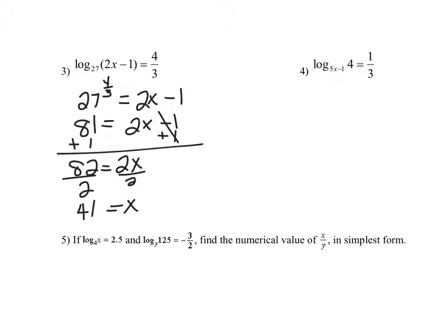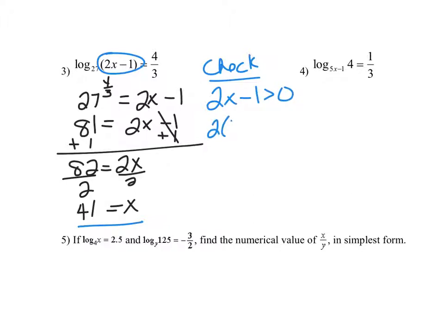All right, this is me solved. I got 41. I do have to check. Now, since I'm checking the value here, that value has to be positive. Nothing else really matters there. You can check the whole thing to make sure it works in general. However, 81 is greater than 0, so the value works.